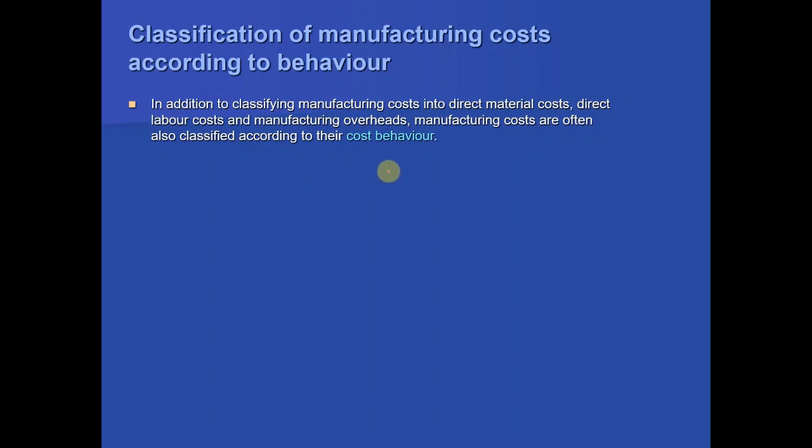In this video, we are going to focus on the classification of manufacturing costs according to behavior. Previously, we classified in general when we've referred to direct material costs, direct labor costs, and factory overheads. That's the general classification. Now we are classifying according to behavior. So in addition to classifying manufacturing costs into direct material costs, direct labor costs and manufacturing overheads, manufacturing costs are often also classified according to their cost behavior.